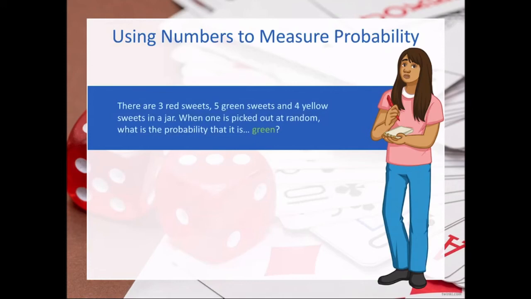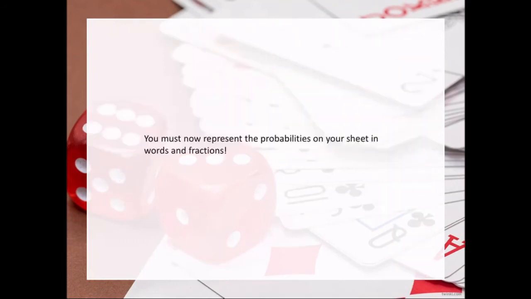Last one then. So 3 red sweets, 5 green sweets, 4 yellow sweets. What's the probability that we pick out a green one? We could have 5 green sweets out of a total of how many altogether? 12. So it'll be 5 out of 12. Okay, well done, girls. Let's move along.